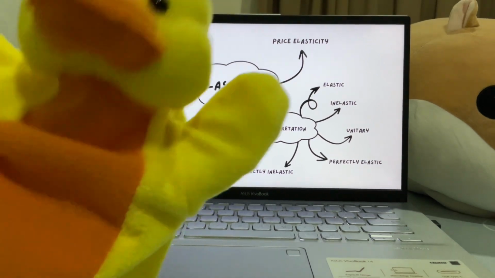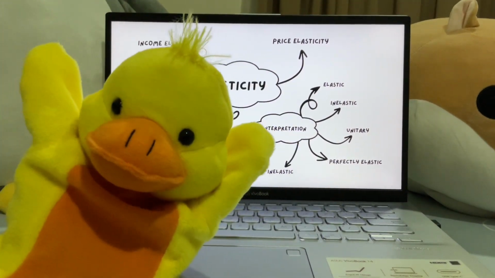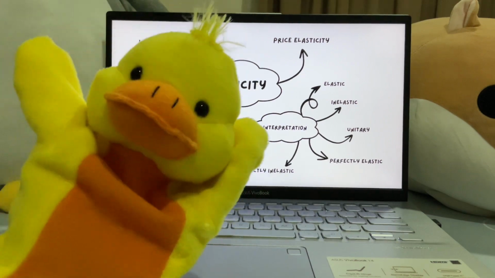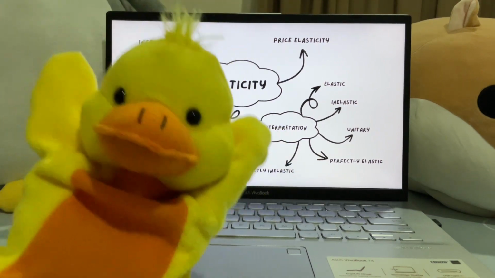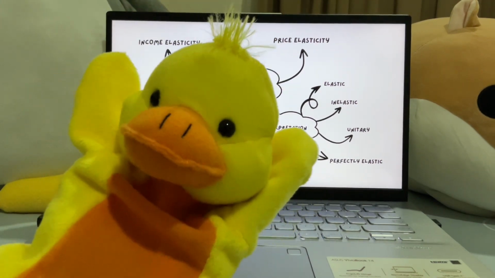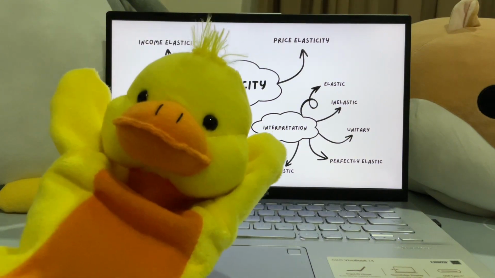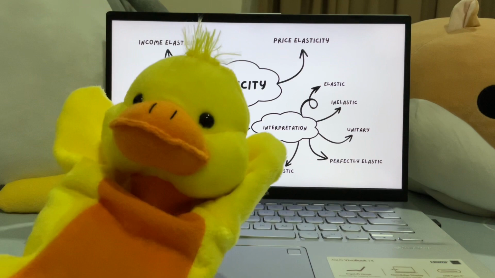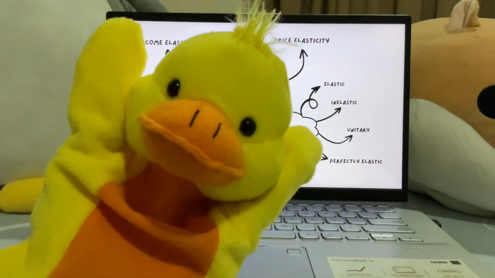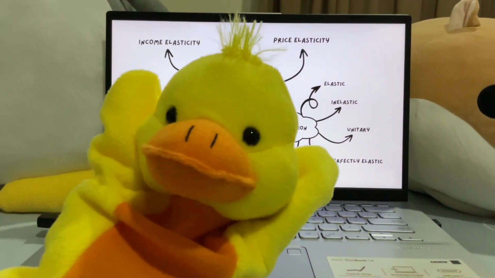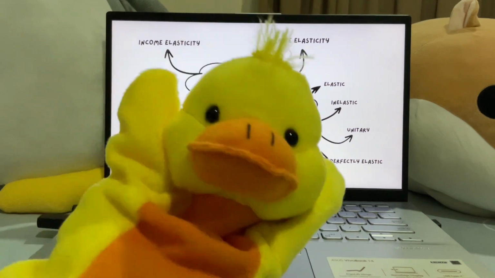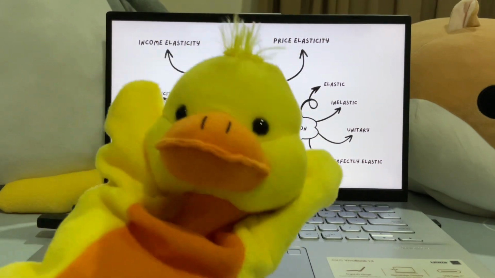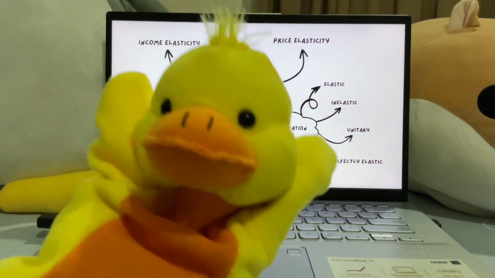So let's first talk about price elasticity. Price elasticity measures how much the quantity demanded or supplied changes in response to change in the price of goods and services. Income elasticity measures how much the quantity demanded or supplied changes in response to shifts in the income of consumers and producers. Don't forget, it's both of them. Now, cross elasticity measures how much the quantity demanded or supplied changes in response to change in the price of related goods or services.